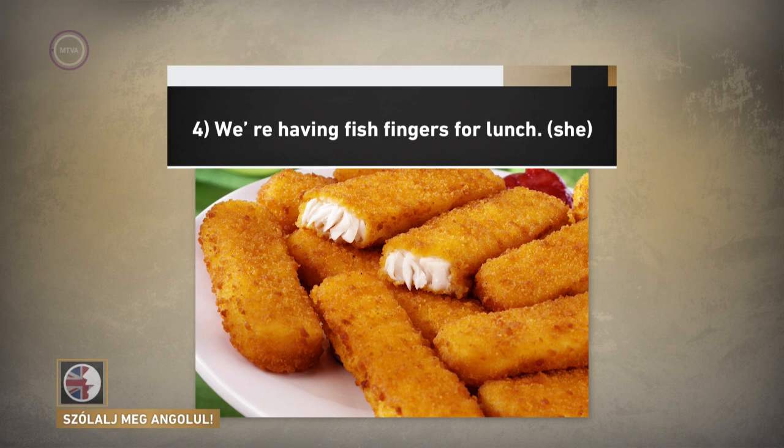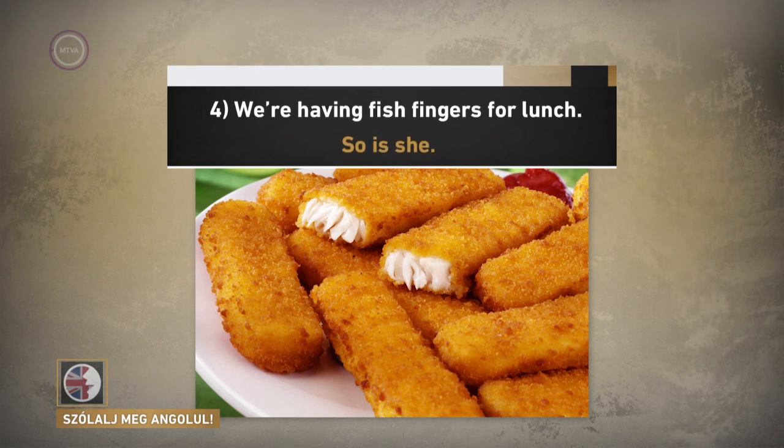Lots of people can't go to the party, but we don't care. And why don't we care? Well, we don't care because we're having fish fingers for lunch. And no, I'm not interested in the fact that fish don't have fingers. Stop interrupting. So, we're having fish fingers for lunch, and so is she. We're having fish fingers for lunch, so is she.